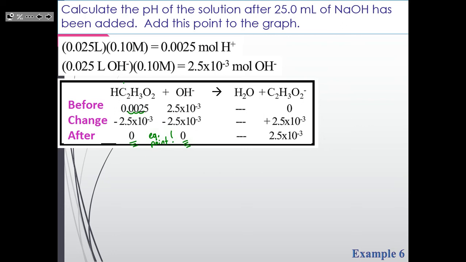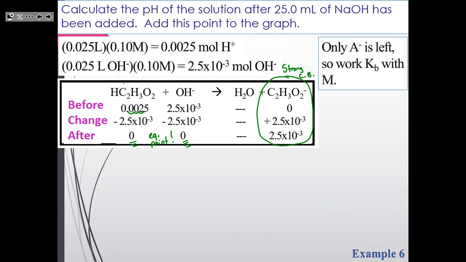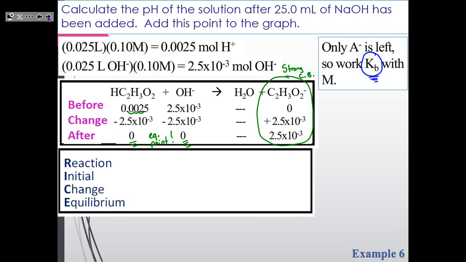We kind of looked at that curve. So we have conjugate base. And remember, this is from a weak acid, so it is a strong conjugate base, which means it's going to attack the water. Only A minus is left, right? The conjugate base. So we're actually going to be producing hydroxide, which means we're going to need a Kb expression to show the hydroxide formation. So here we go. This is different.